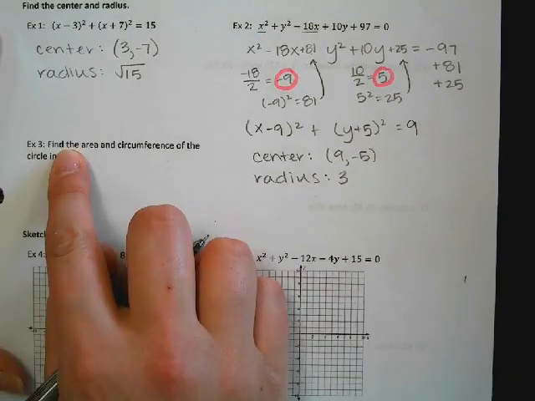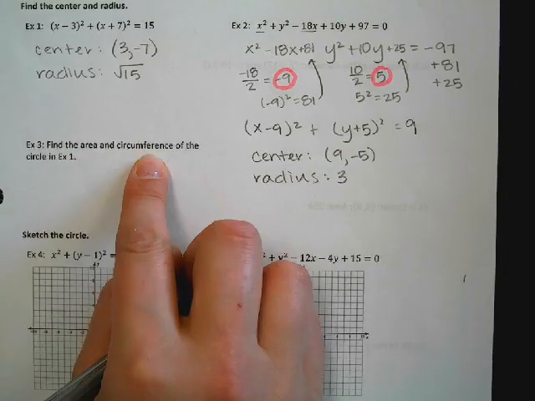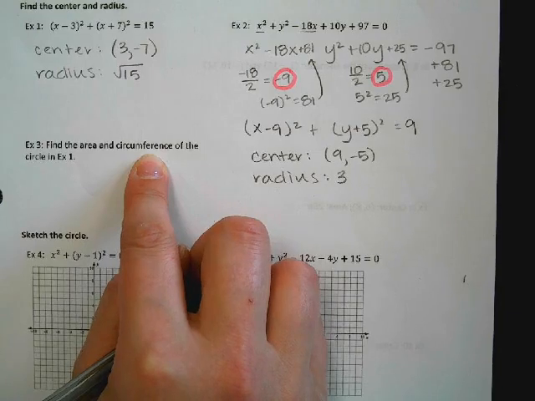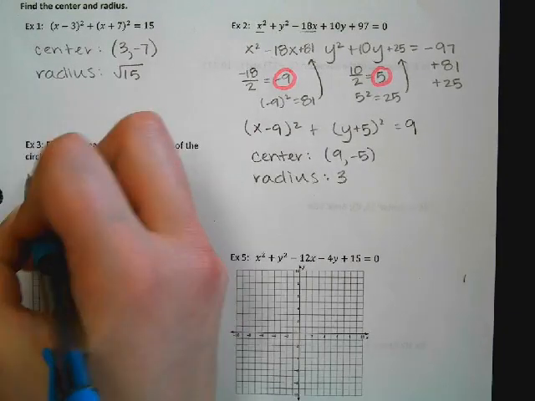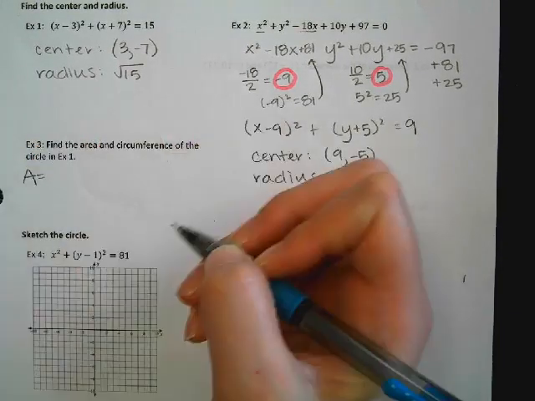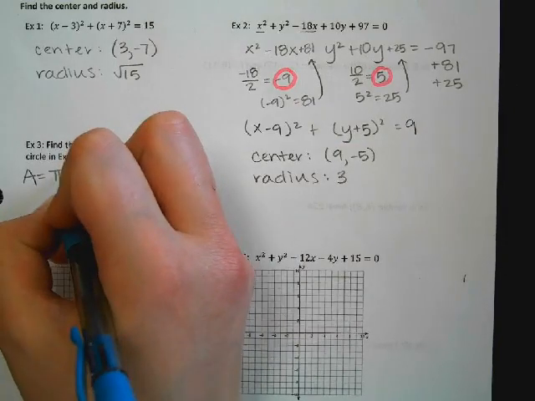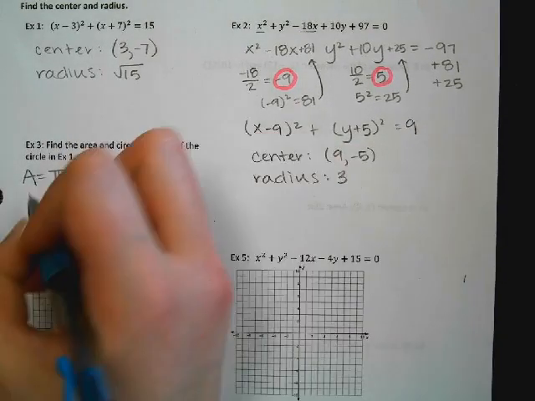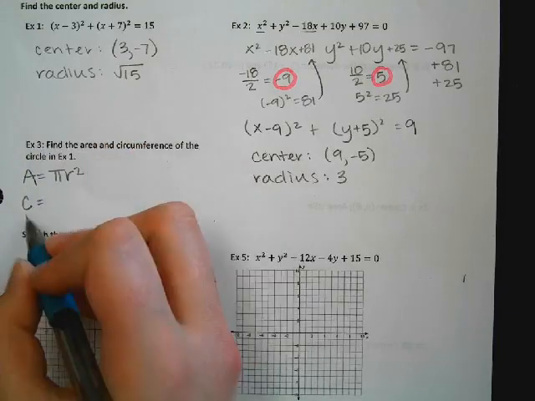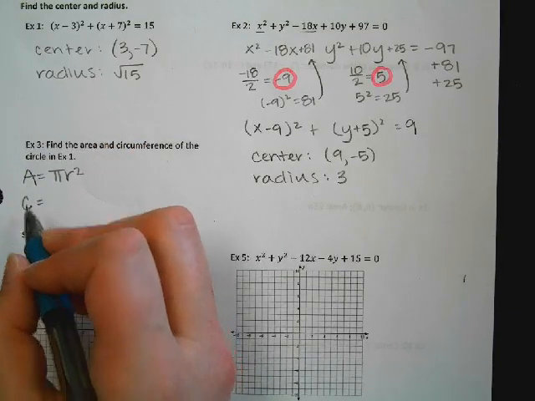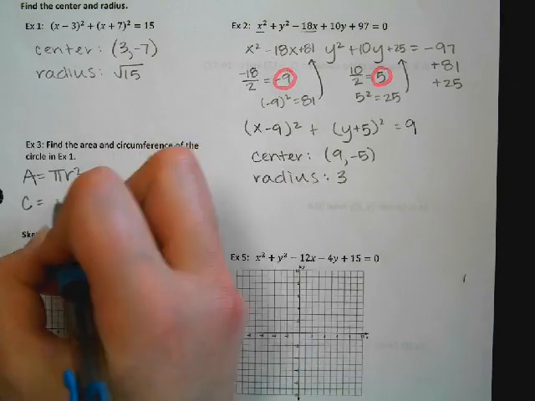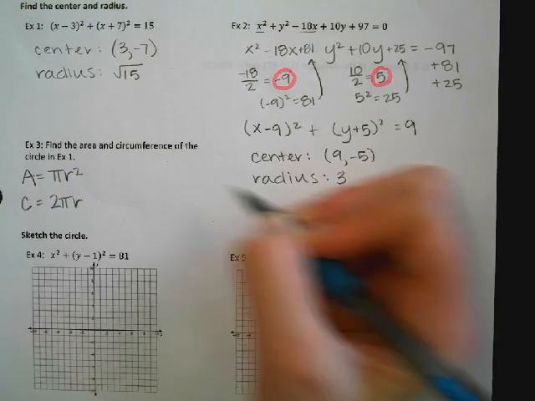Example 3 says to find the area and circumference of the circle from example 1. Before we do that, we have to remember what those formulas are. The area of a circle is pi r squared. And the circumference of a circle is kind of like the perimeter, if you remember. It's the length around a circle, and that's 2 pi r.